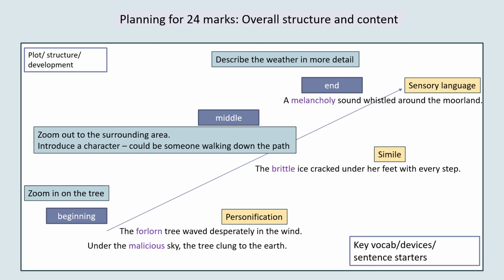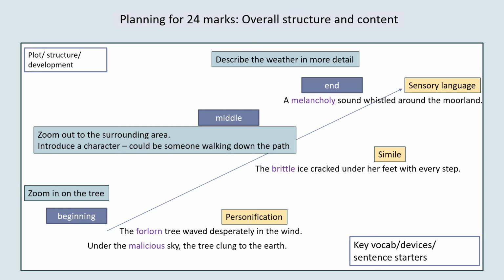So here's a plan, and on the left hand side of the diagonal line we've got some ideas about the structure. So we've got a beginning, a middle and an end. Even though this is not a story, it's a description, what I would like you to do, please, is think about what we're going to zoom in on first. I thought about zooming in on the tree. The language device I want to talk about in this is personification. As we know from earlier, personification is where we give something that's not living features.